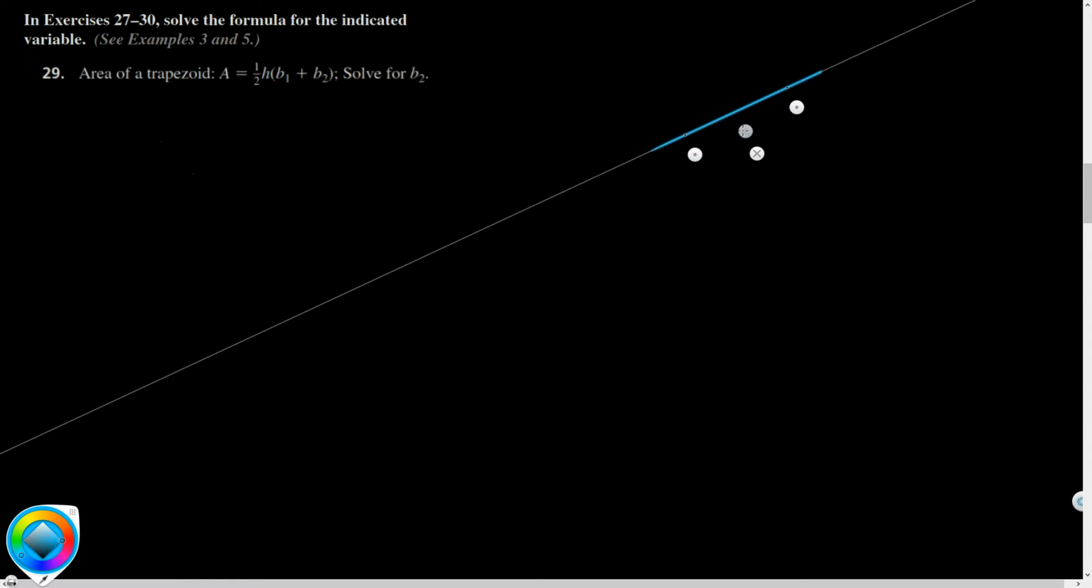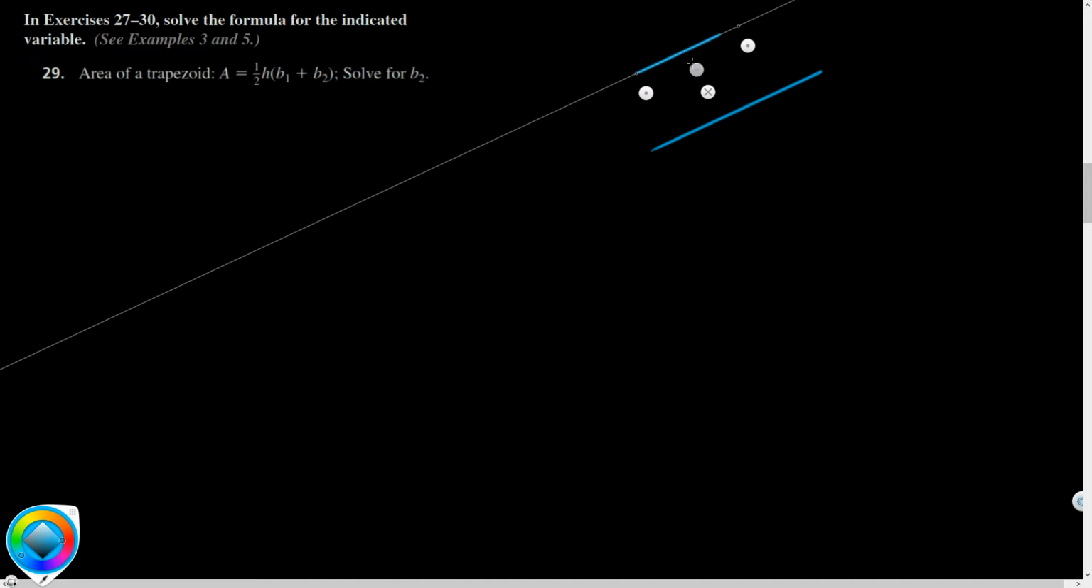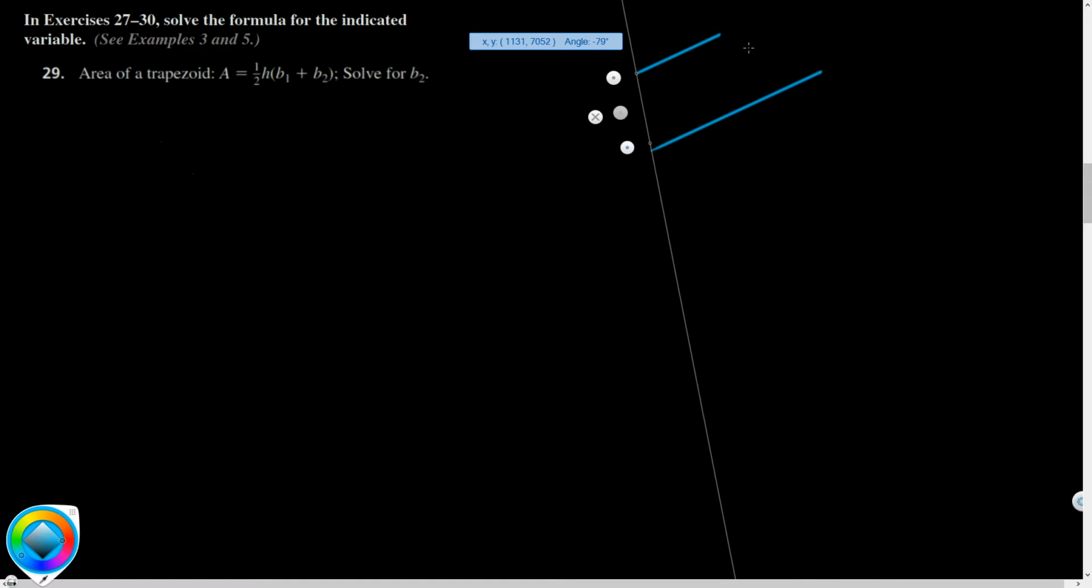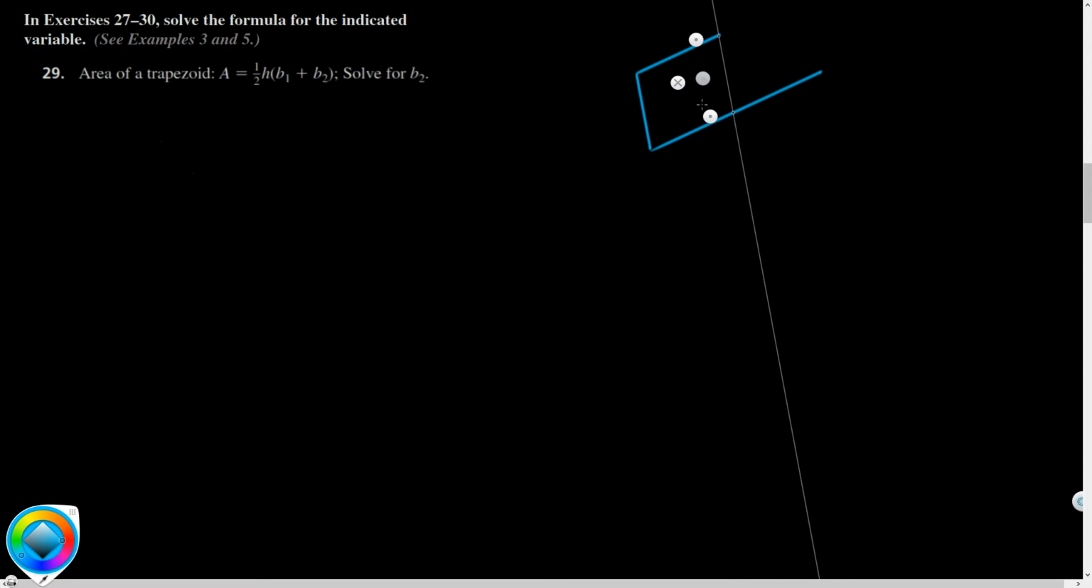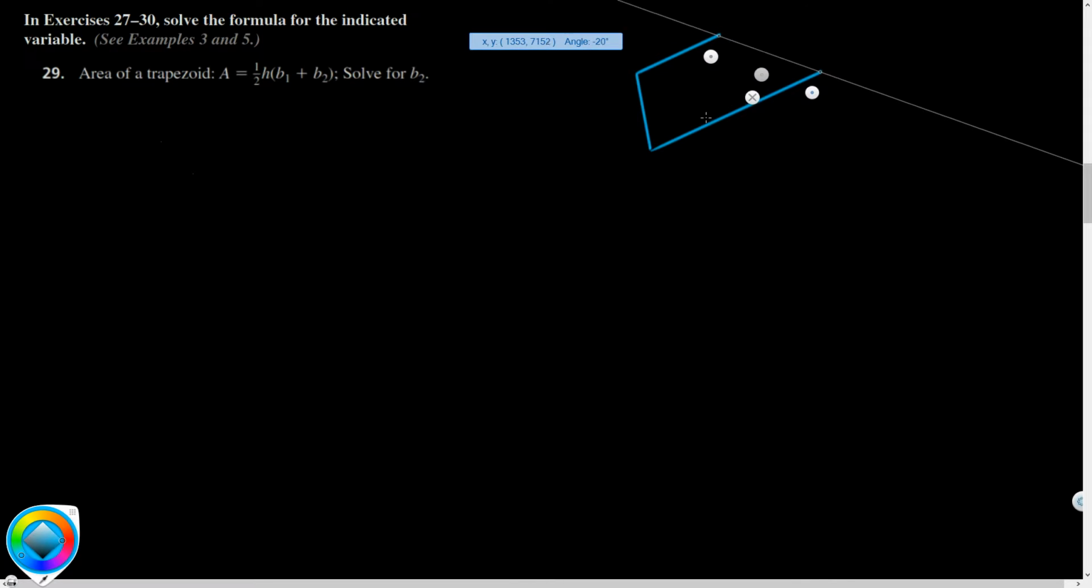All right, here we go. This is a classic problem. This problem has probably been given to algebra students for generations. Area of a trapezoid formula. In case you're wondering what a trapezoid is, it's a four-sided, two-dimensional figure with exactly one pair of parallel sides.